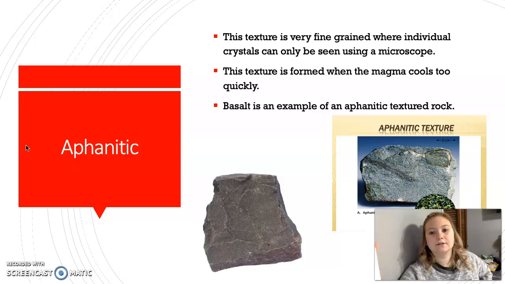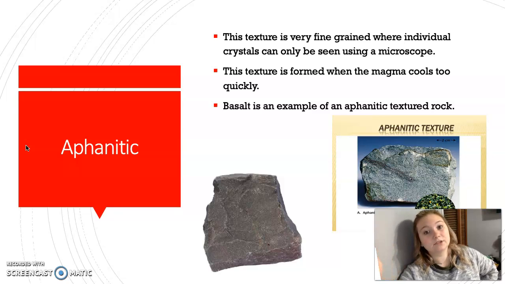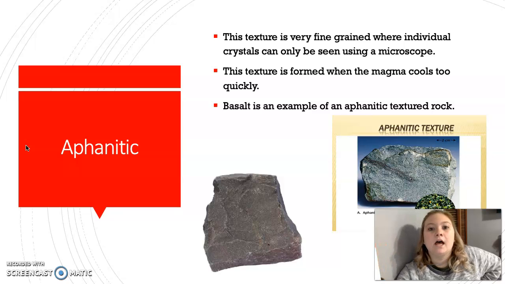So aphanitic. This texture is very fine grained. It has individual crystals that can only be seen with a microscope, so you can't see them without a microscope. This texture is formed when magma or lava, whatever you want to call it, cools too quickly, so that the crystals are not bigger, they're smaller, they're teeny tiny. An example of a rock from our lab would be basalt, an example of an aphanitic textured rock.